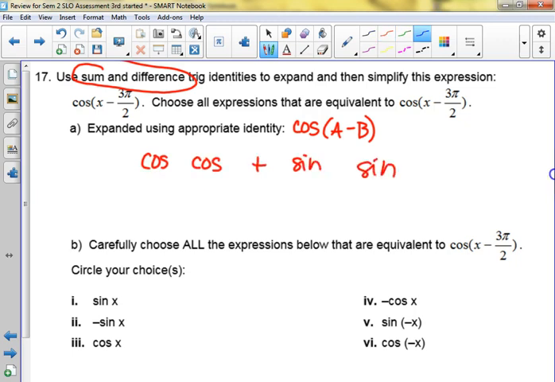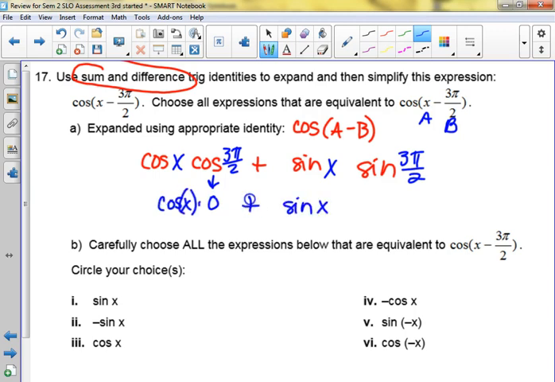Okay, what goes in those spots? A and B are x and 3 pi over 2. Not negative, right? Because it was minus that came with here. All right, what's the next part? Do you remember? Yes, look at your unit circle. Good, good, good. And on the unit circle, 3 pi over 2 has a cosine of 0, I think, yes? And it has a sine of -1, yes?